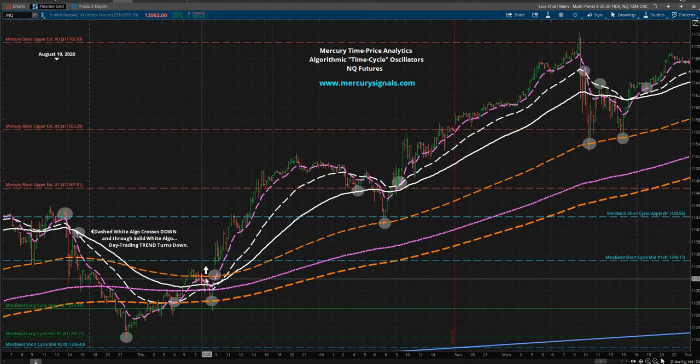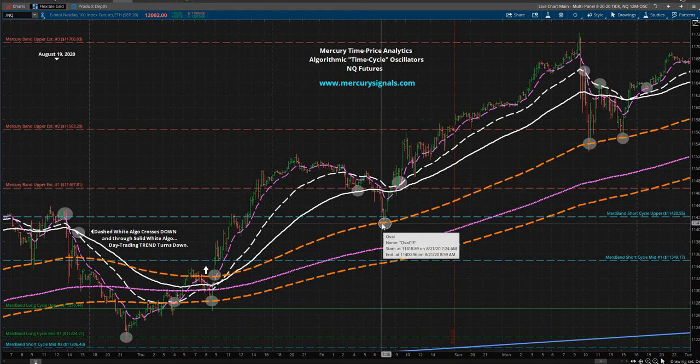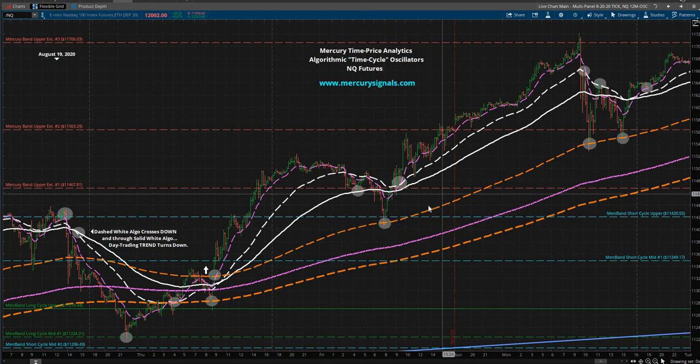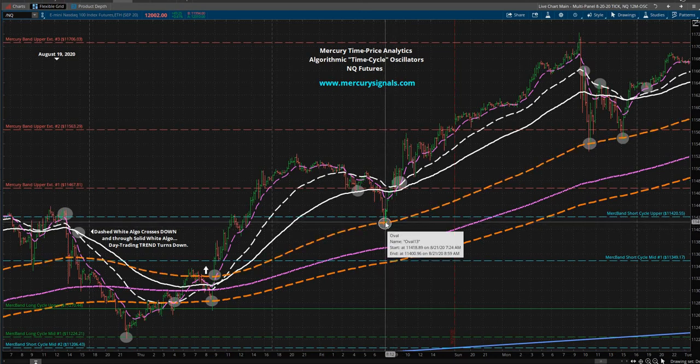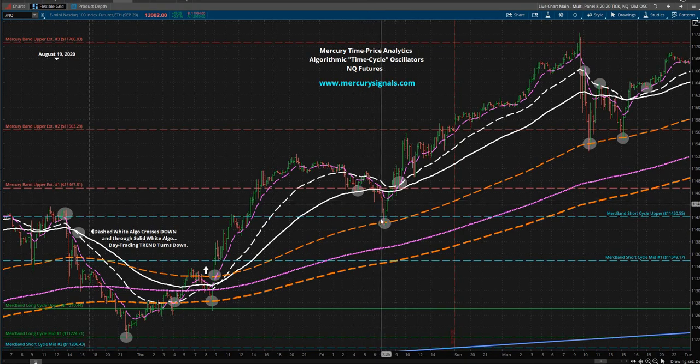So if you didn't catch this, this is your buy on the dip. As long as this trend holds, this orange algo, you're fine. And you got additional confirmation because you got a Mercury band right here. So when you get this move down and this move back up and it takes out the high of that red bar, then you're getting this stuff again.